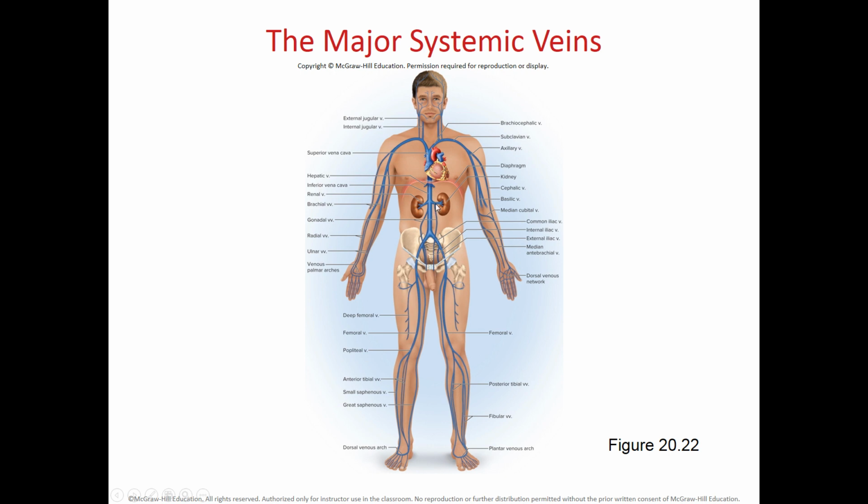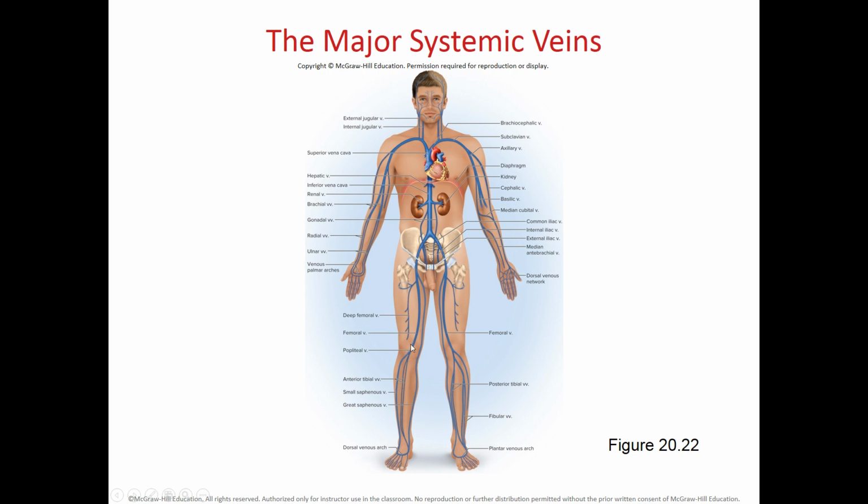And we have the renal veins that drain into the vena cava. We have the gonadal veins that can drain into the vena cava or into the renal vein. We also have adrenal veins that are not shown in here. And then we have the common iliac veins, the internal iliac, the external iliac. We have the femoral veins. We have the deep and the femoral veins, which are basically the same as the arteries.